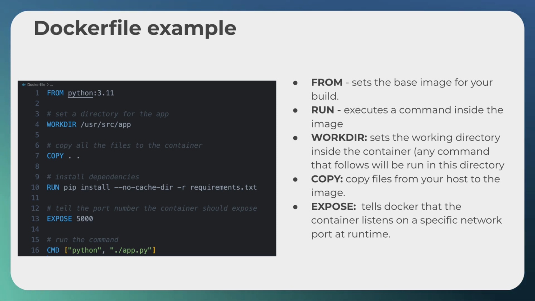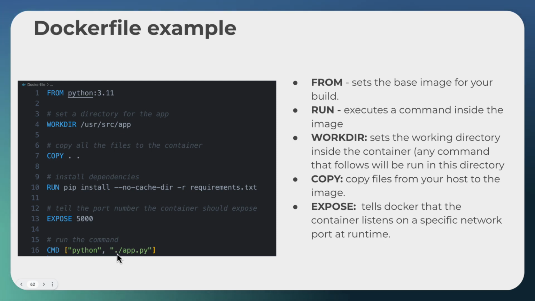In this case, it's going to be Python, okay? So that's what's happening here. And then we have to expose a port. In this case, it's going to be 5000. This will tell the port number that the container should expose, which is 5000. And then run the command CMD. In this case, it's going to say python, then app.py.